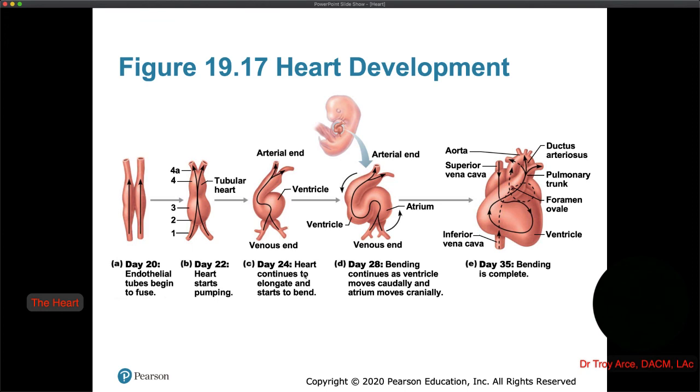The heart continues to elongate and starts to bend. Then the bending continues as the ventricle moves caudally and the atrium moves cranially. It does a 180-degree twist and all these other different twists, and then the bending is complete, and you have a functioning heart with forming foramen ovale and septums, almost an adult heart, not quite yet.